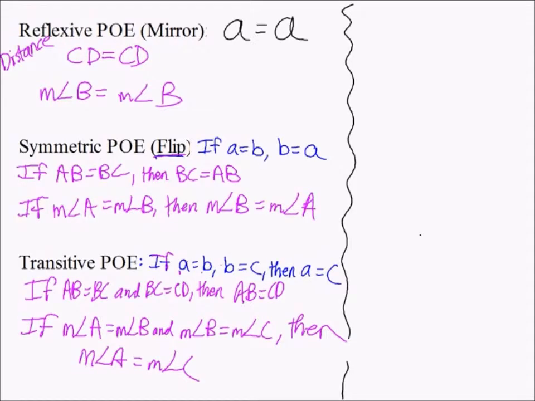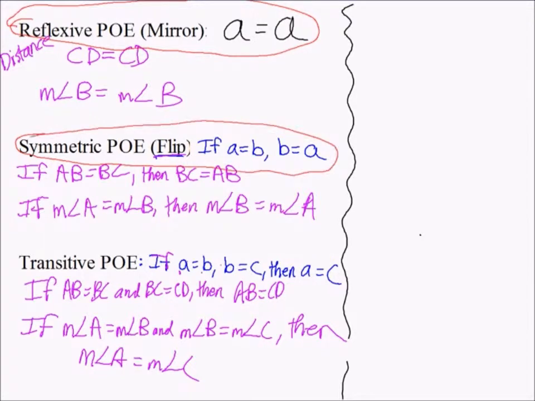And three other properties. The main thing that you have to remember is reflexive property of equality. So reflexive, remember in the mirror, it's got to look the same on both sides. Symmetric property of equality is when you flip stuff around. So if A equals B, B equals A. And then transitive property of equality: if you have two things equal to a third thing, then that first equals the third. So if A equals B, B equals C, then A equals C.